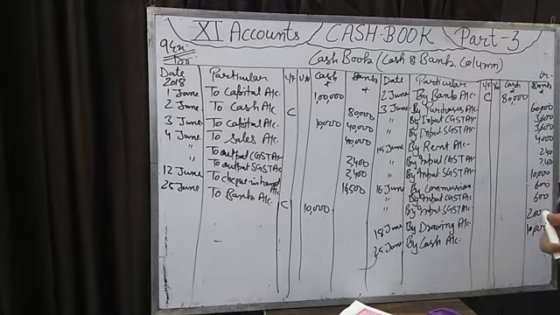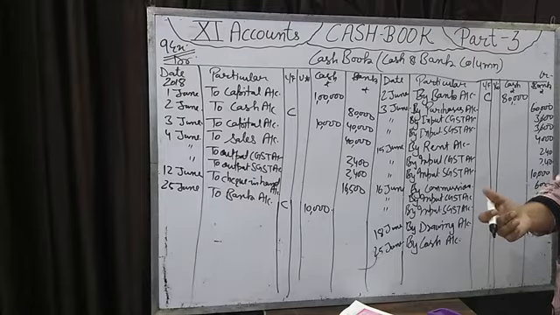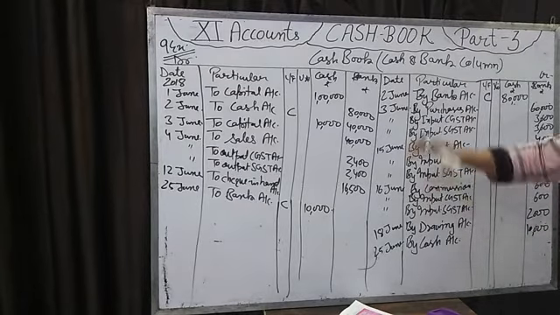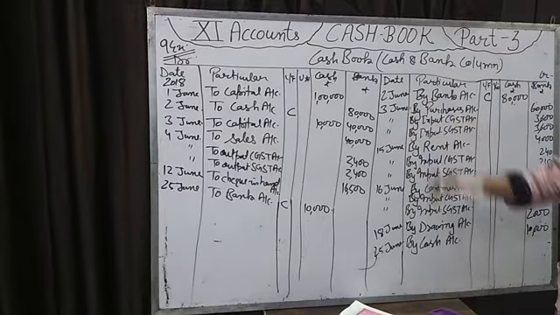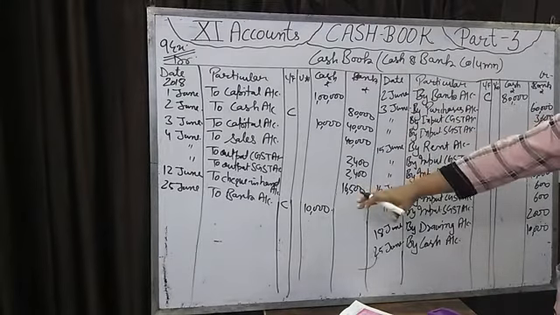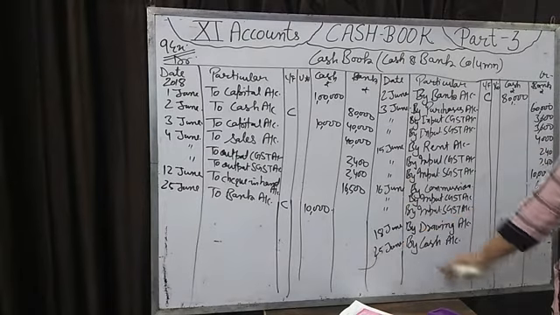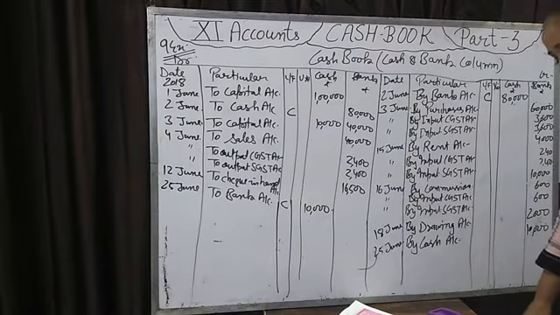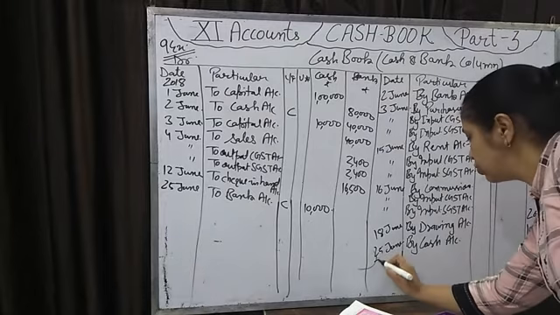Okay. So when we receive a check from X, we will pass a journal entry: the check in hand account debit to X. When we endorse this check to Y, we will pass a journal entry: Y is debit to check in hand. We will not write both transactions in the cash book because this will not affect our cash balance and bank balance. Not increasing, not decreasing. Now the next transaction on 30th June.